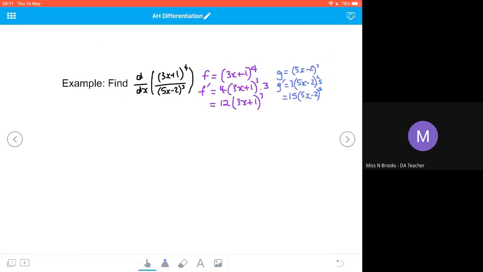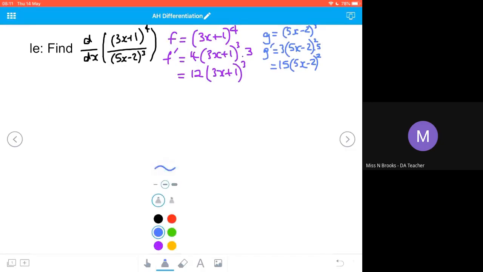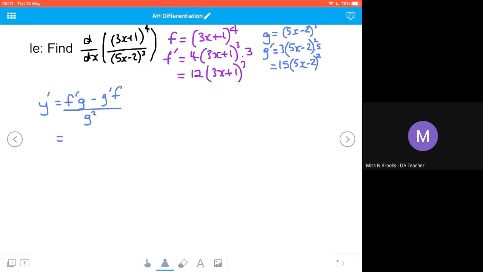So in Lagrange notation, I know that y prime is going to be f prime g take away g prime f all divided by g squared. And I'm going to substitute in my values. So f prime was 12 multiplied by 3x plus 1 cubed, and g is 5x minus 2 cubed. And I'm going to take away g prime, which was 15 multiplied by 5x minus 2 squared, and multiplied by f, which is 3x plus 1 to the power of 4.